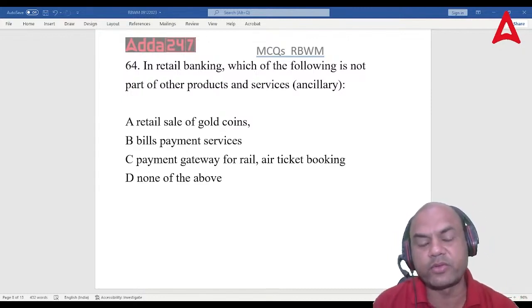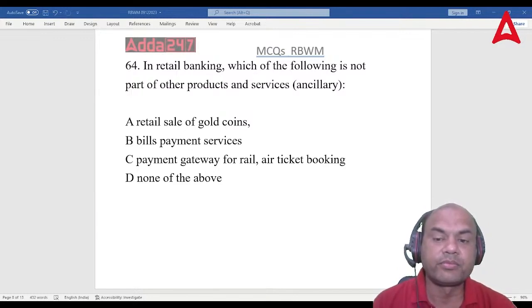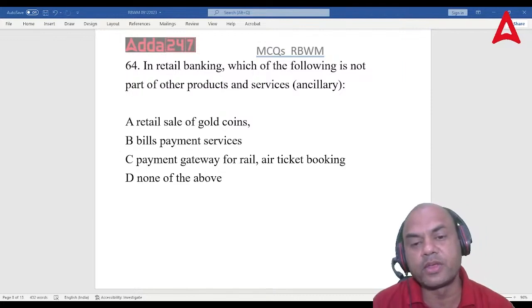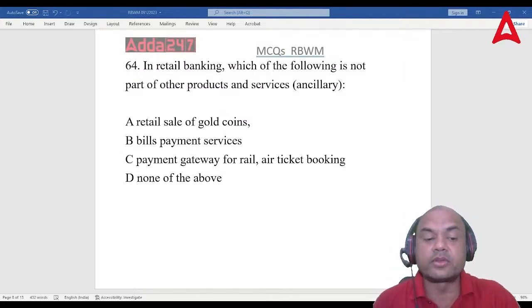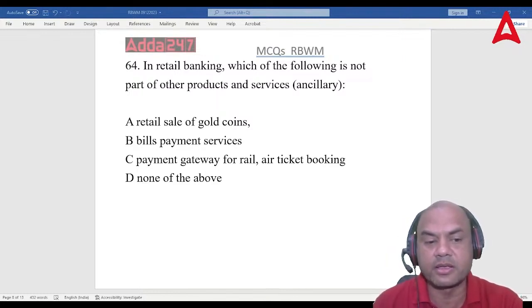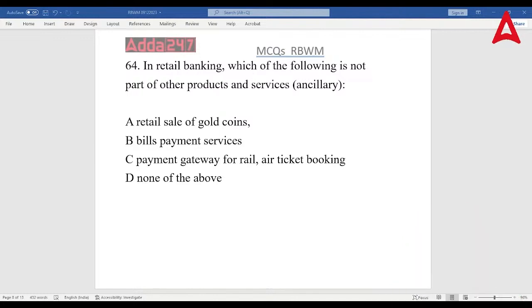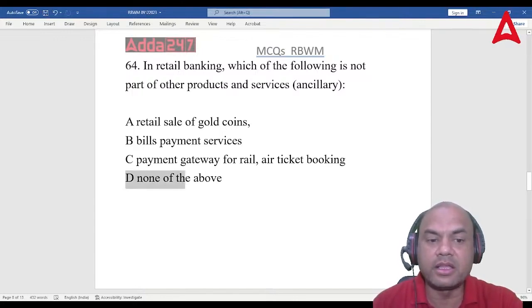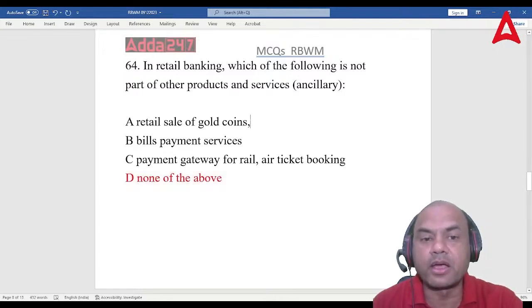I'll give you a hint. Wait for half a minute. All of you are getting confused between A and D. The answer is between A and D only. Now think over it. The answer is D, none of the above, because all of them are the part of other products and services.